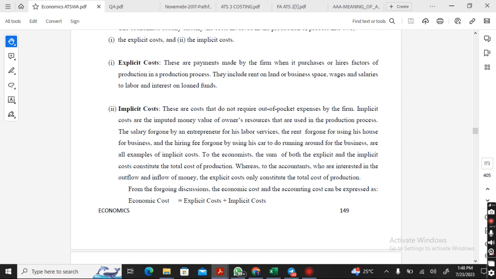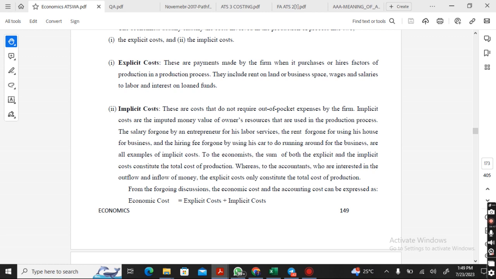Whereas for the accountant, who is interested in the outflow and inflow of money, only the explicit cost constitutes the total cost. Because for the accountant, what really matters is the cost you incurred in your business. You use money for business, and that's what they will audit. That's what will be in your financial statement. But in economics, both the money you use in the business and the land, everything together, is called economic cost.